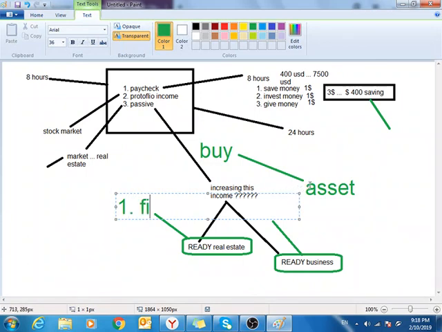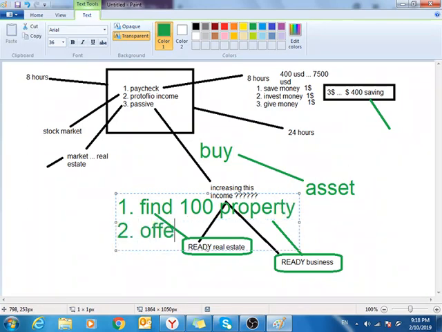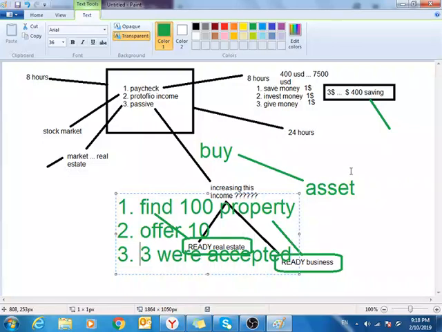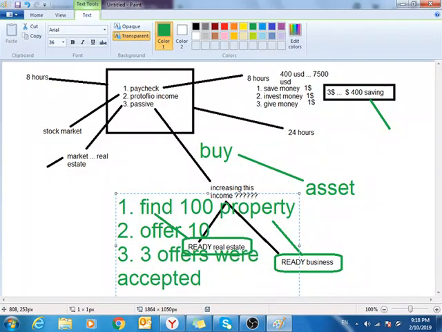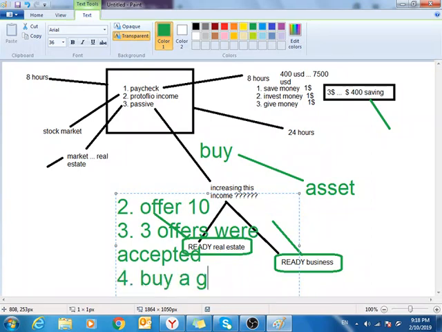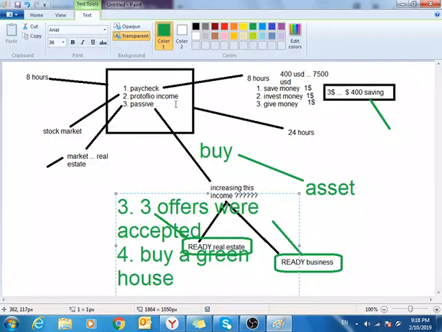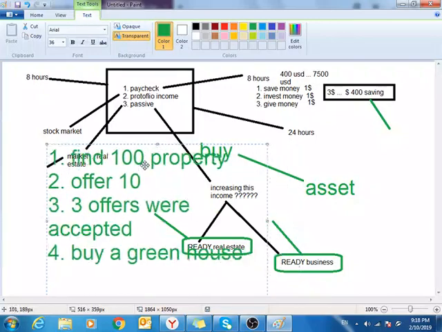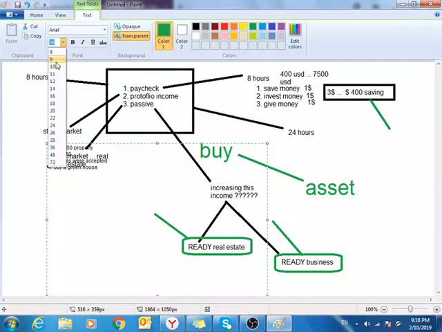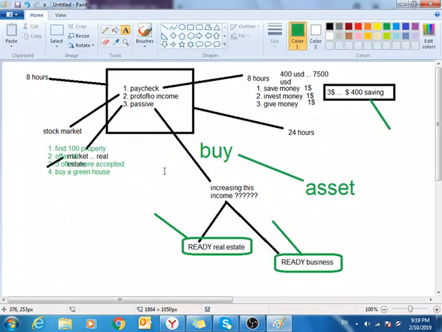I will say one, find 100 properties. Two, offer 10, I'm going to buy. Three offers were accepted. And fourth, buy a greenhouse. Okay, this is what I'm going to do, but this is really big text. Come on. I'll find 100 properties, offer 10, and hit it right here.